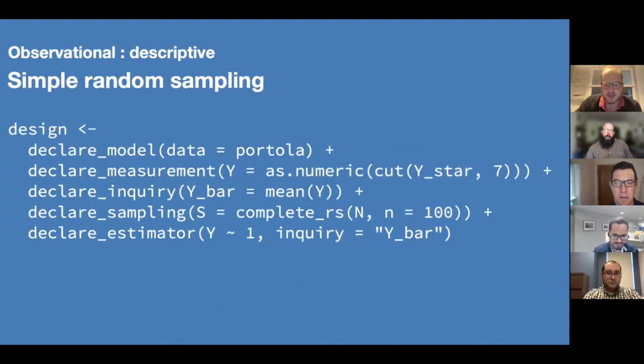So I'll just flash up a couple of these just to give you a sense of what this would look like outside of the experimental context. So a simple random sampling design that is looking at, for example, the design of a poll isn't going to have its inquiry be a function of multiple potential outcomes, but just a variable at baseline. Might have a sampling step as well. So that's an observational design targeting a descriptive inquiry.